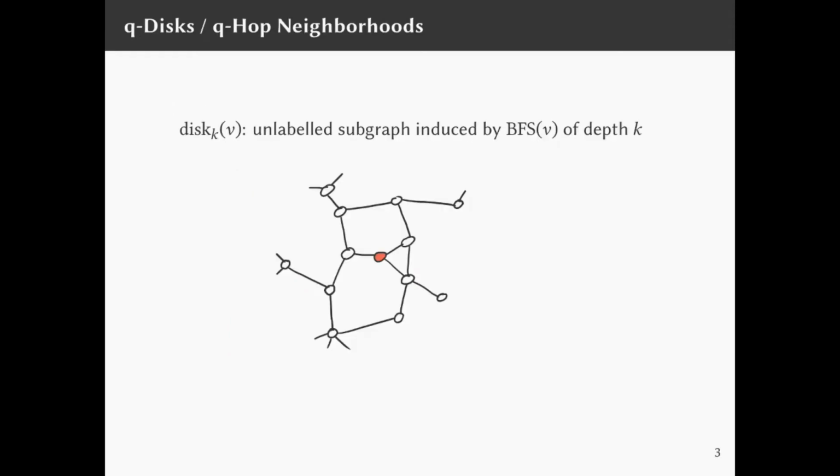To take a closer look at these properties, let me introduce one definition. This is the definition of Q-disks or Q-hop neighborhoods. I'll call them Q-disks.